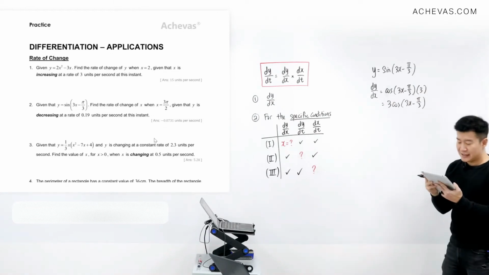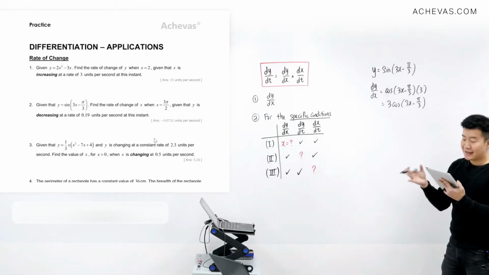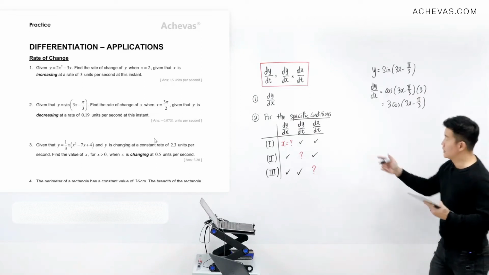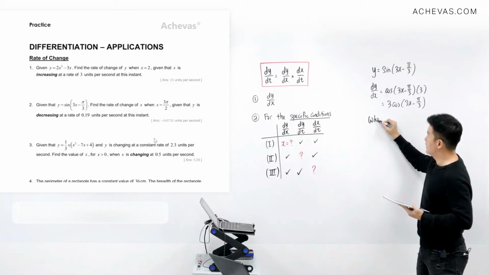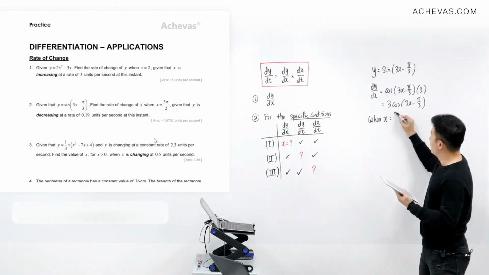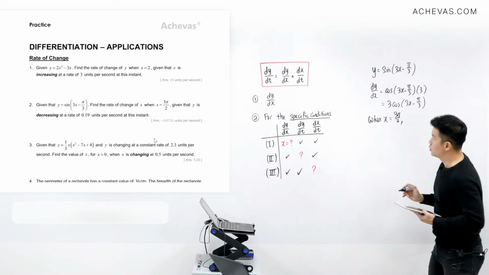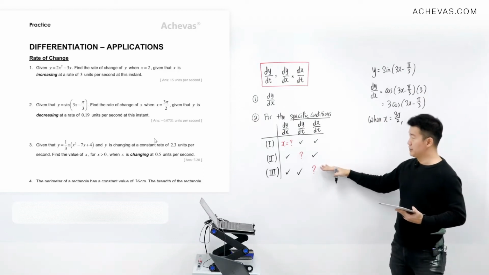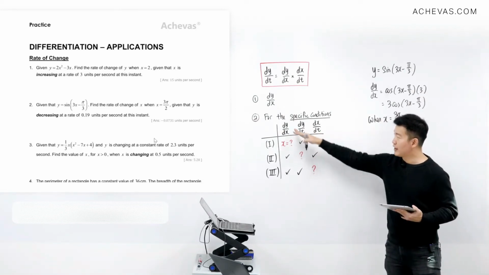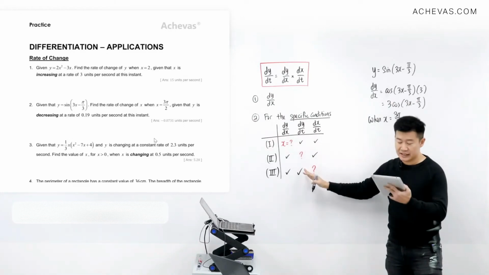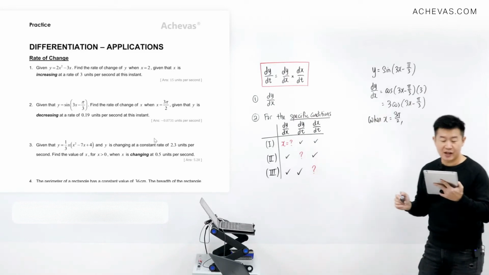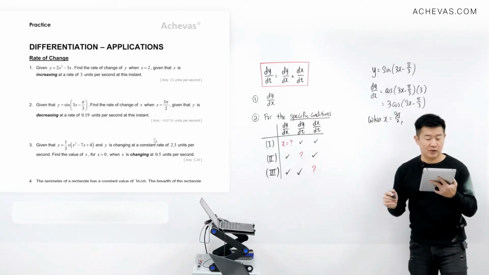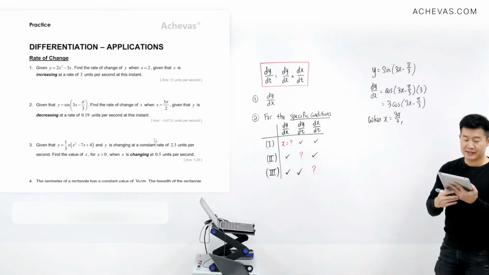And we are supposed to find dx dt when x is equal to 3 pi over 2. So that is the condition that is given to us to find the rate of change. So I'm going to quote it here, when x is equal to 3 pi over 2. So we are looking at this situation. We want to find first dy dx and then dy dt. The question actually gave me dy dt. Okay, the question says that y is decreasing at a rate of 0.19 units per second.